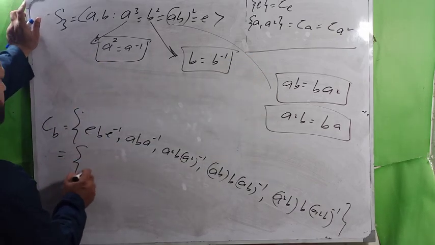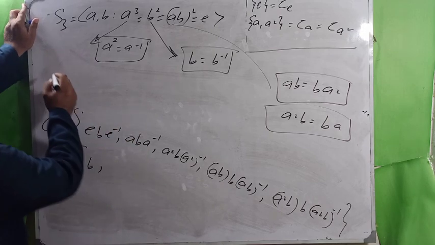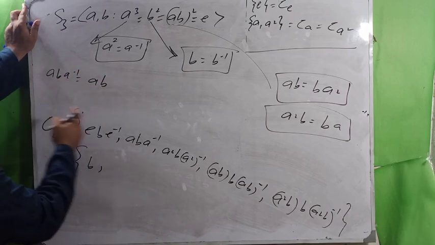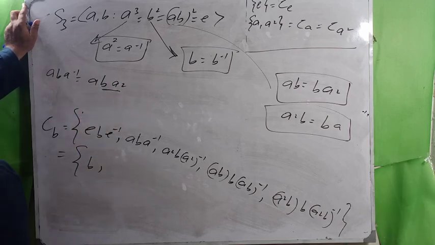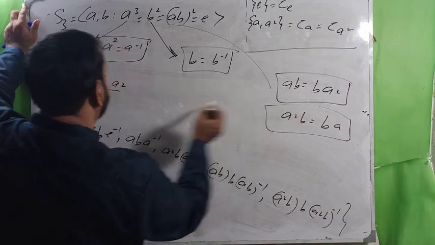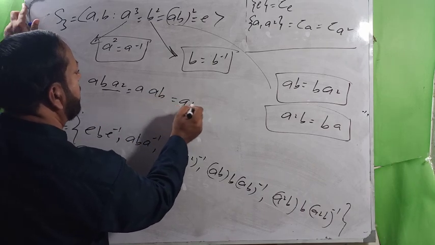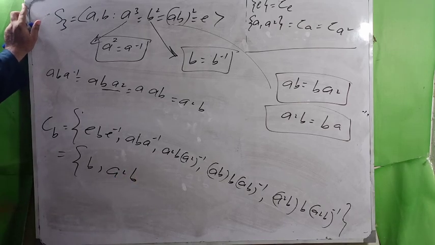So by using these conditions you can play with this. This is B and A B A inverse. This is A B. What is A inverse? This is A square. And what is B A square? B A square is A B. So this is A B, this is A square B. So this one is A square B, of course.